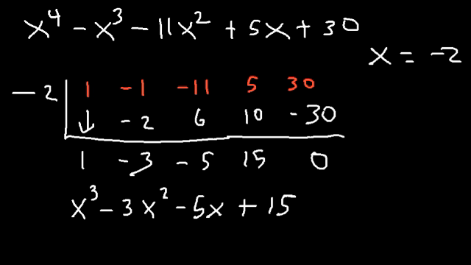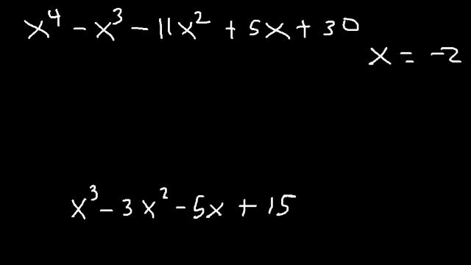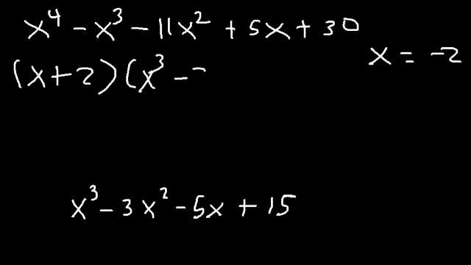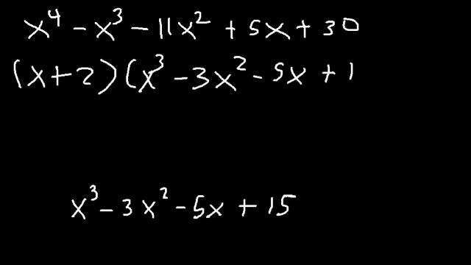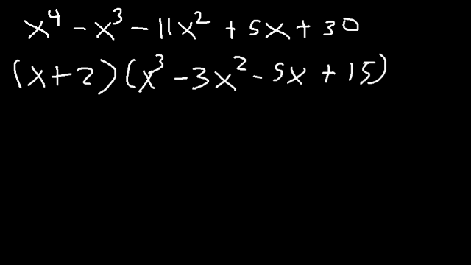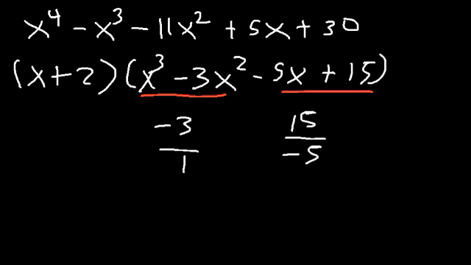Now notice that we can factor by grouping. But right now, the answer so far that we have in factored form is x plus 2 times x cubed minus 3x squared minus 5x plus 15. Now notice that the first two terms have the same ratio as the last two. Negative 3 divided by 1 is the same as 15 divided by negative 5. Both of these numbers are equal to negative 3, which means we could factor by grouping.